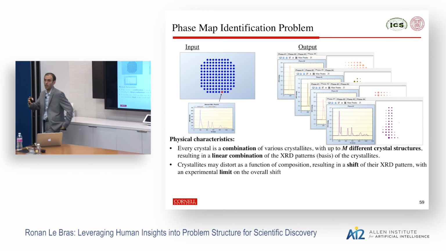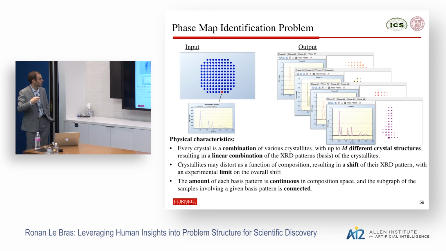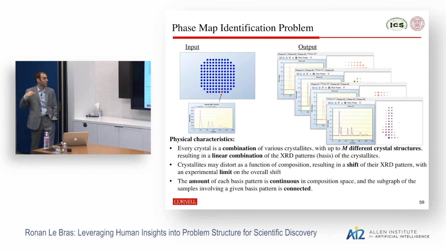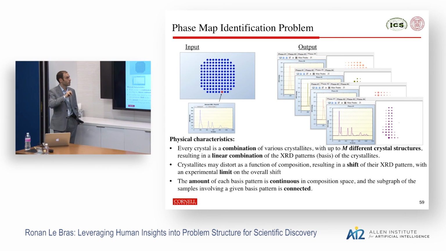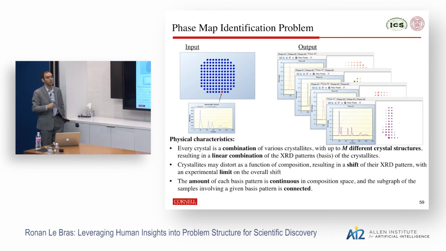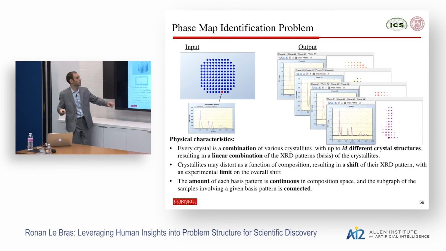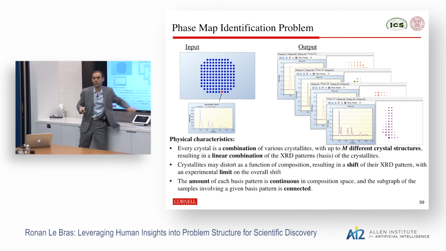And then we have other constraints in terms of the amount of the phase that you are using, which should be smooth in that composition space, and that it should be connected. So this map also should be connected, and so on.